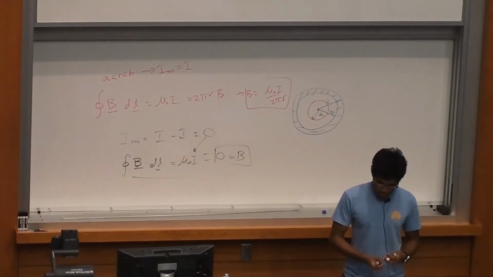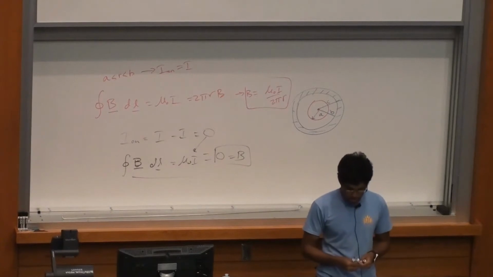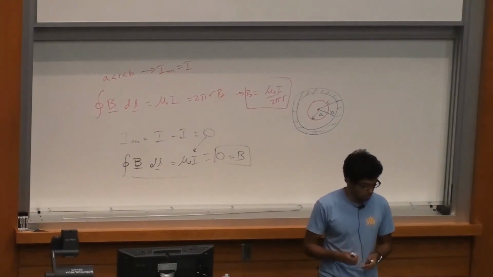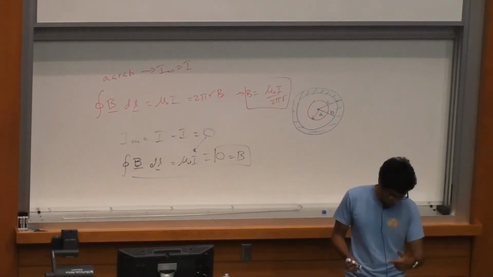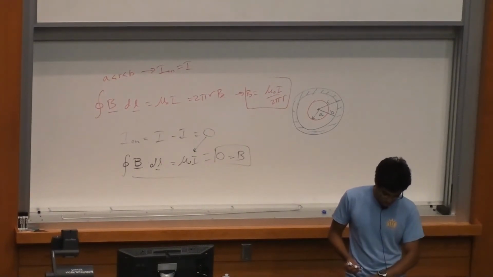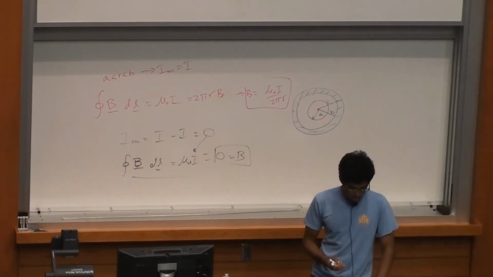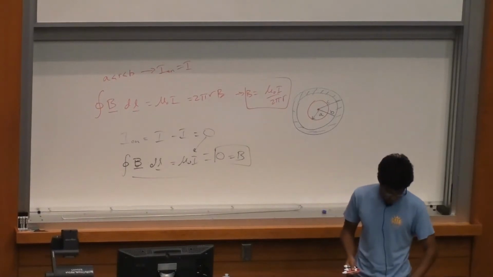Same setup, but here the current in the central one is I1, and the current in the tube is I2. So they're different currents now, no longer the same. And the currents are both flowing in the same direction. I'm saying they're flowing to the right. Derive an expression for the magnitude of the magnetic field in the center part and the outside part.